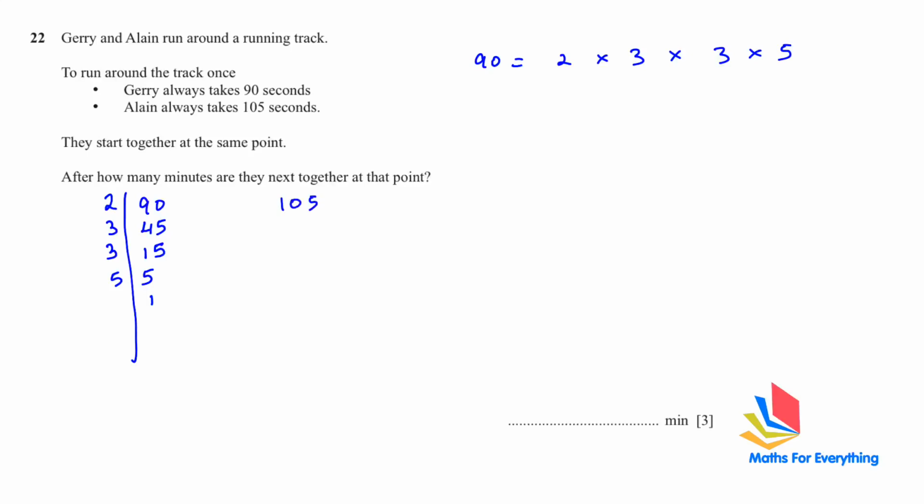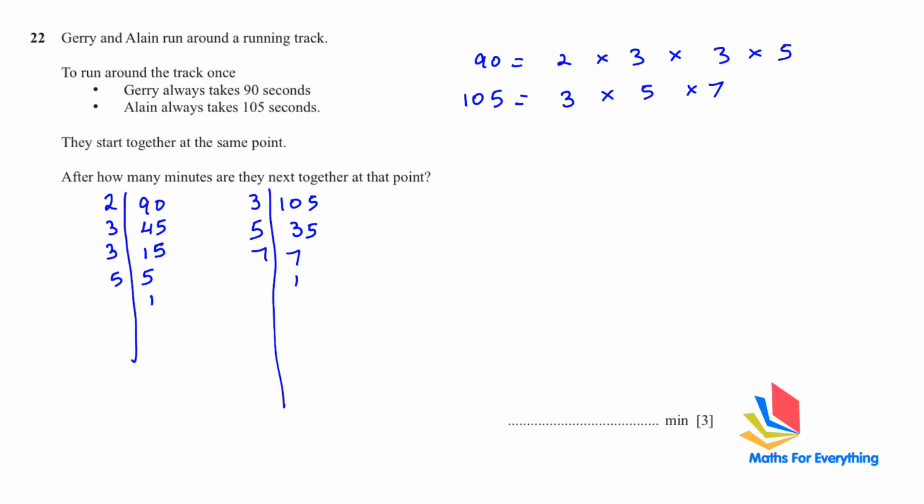And then 105, we are going to do the same thing. We cannot divide by 2 because it's not an even number. So we'll divide by 3. And 35 cannot be divided by 3. So the next prime number is 5. And 7 can be divided by 7. So 105 is equal to 3 times 5 times 7.